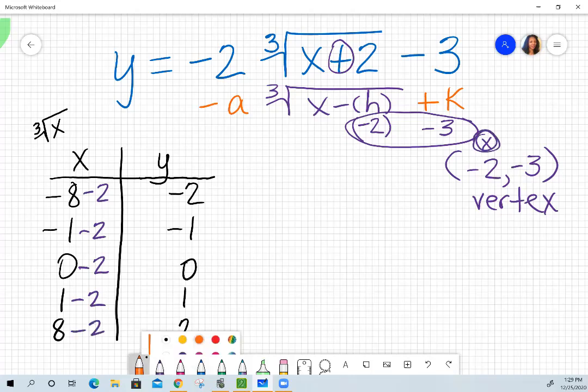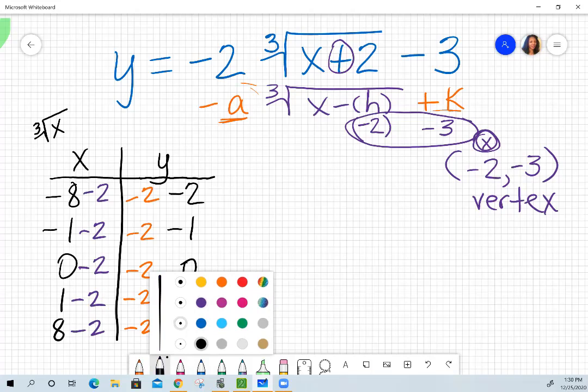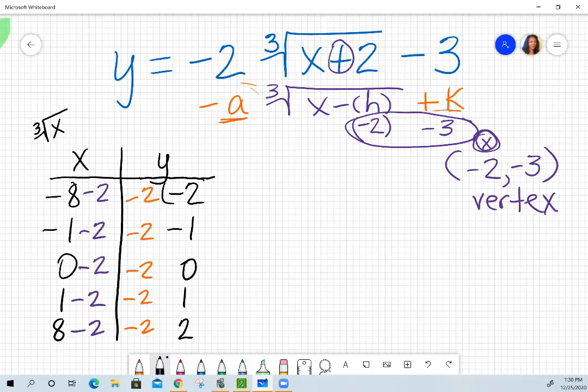So now for my y values, which is everything that's outside of that radical, I'm going to take the negative a part and put it in front of the y that's shown in my table. So this will become -2 all the way down, -2, -2, -2, -2. And then I'm going to make sure that I'm multiplying it because that's what's happening in my original problem. The -2 is being multiplied times that radical 3, x plus 2. So that's what I'm doing. So make sure you put your parentheses, and this is important because now you have to take the k part, which is -3, and that's going to go after.